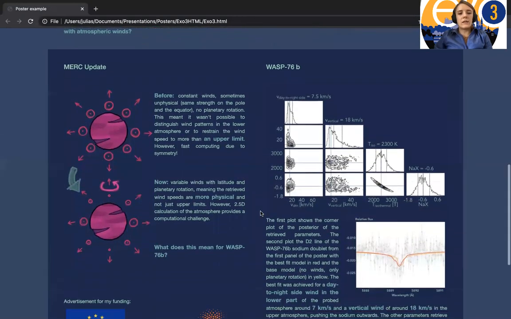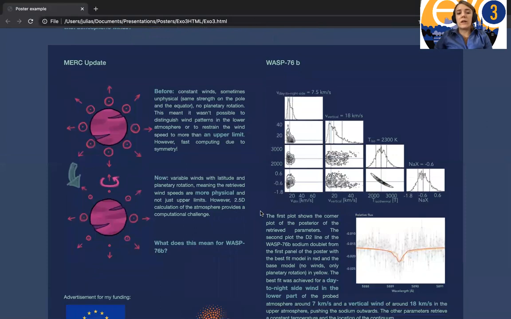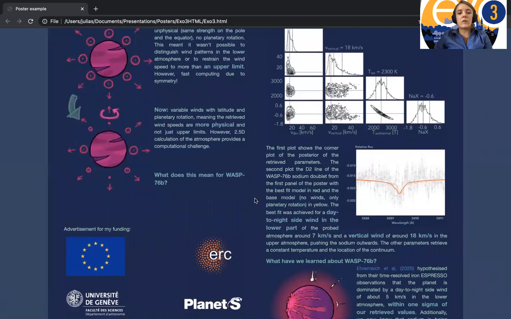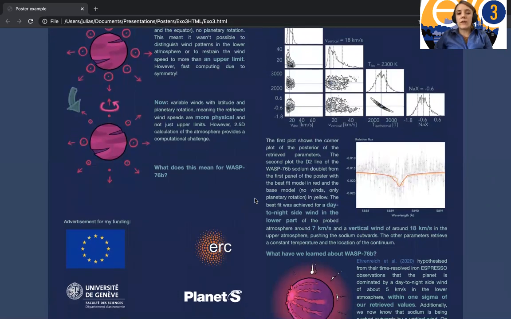So I've spent the last year on upgrading this code, because before that, there were always constant winds that sometimes gave unphysical results. For example, jets crossing over the poles because everywhere the wind speed was the same. Obviously, that's not how the real atmosphere works. I did this in the first round of MERC like this because it's very computationally efficient. But now I spent the time to move to a 2.5D calculation of the atmosphere and introducing a cosine latitude dependence for some of the wind patterns to make it more physical.